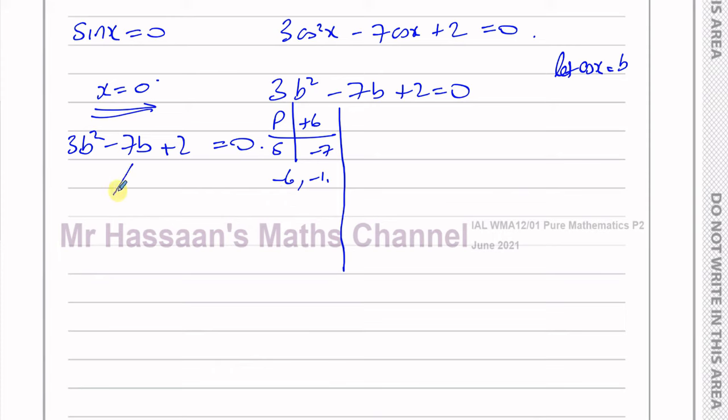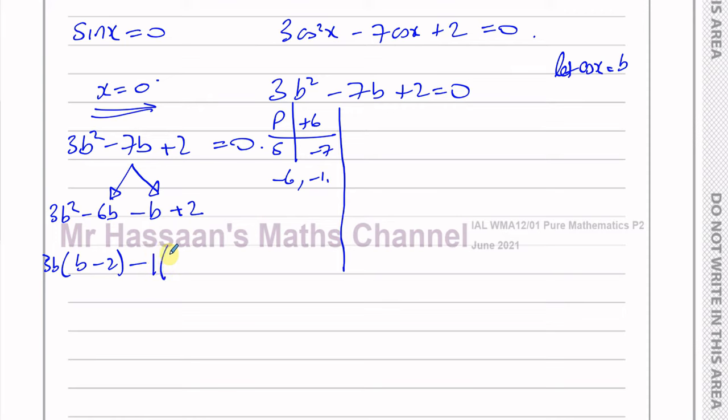We can split this minus 7b into two parts. One of them is going to be minus 6b, and the other one is minus 1b. So I'll write this as 3b squared minus 6b minus 1b plus 2. Then we take out the common factor from these two terms separately. So you have 3b times b minus 2. Then you write the minus, and there's nothing common, so you write 1.